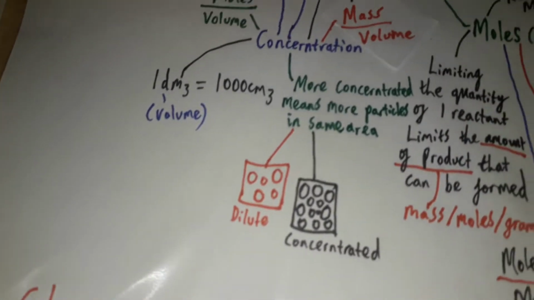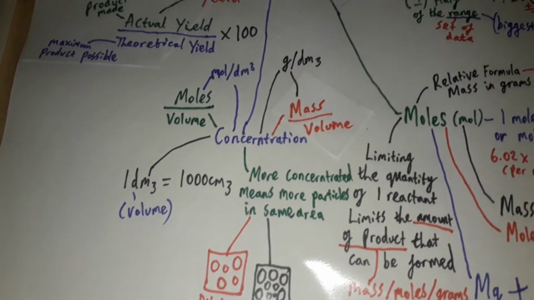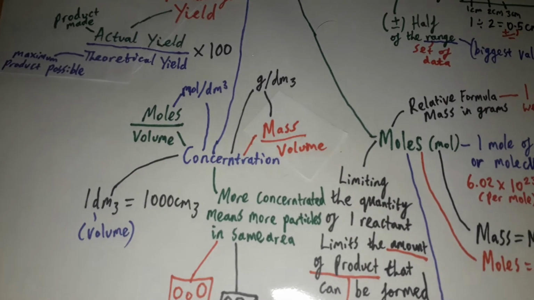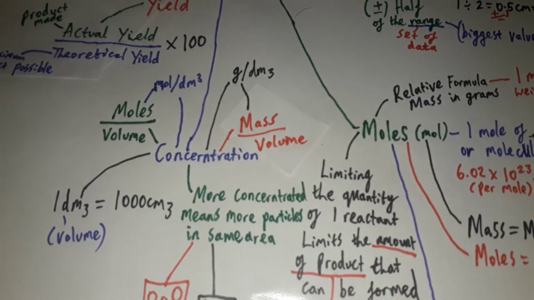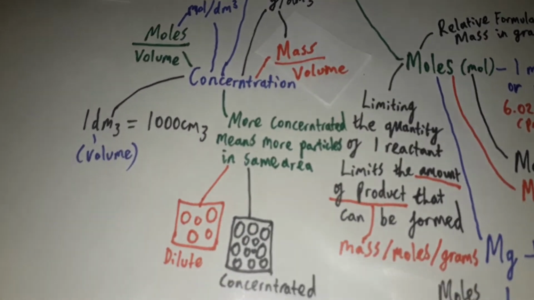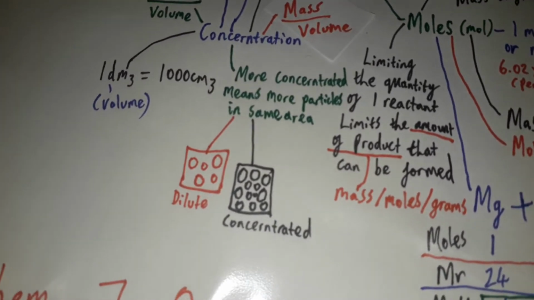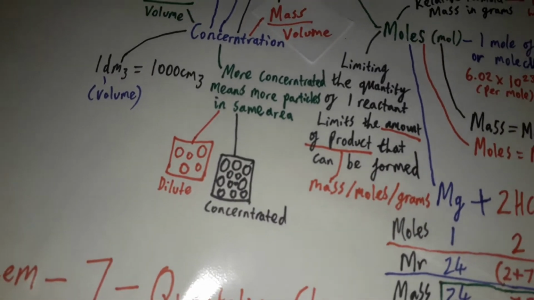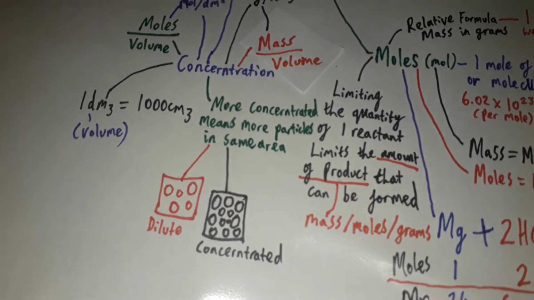So what is concentration? Concentration is basically the amount of something that is in a certain volume. So something's more concentrated if there are more particles in the same area. So if we look at these diagrams, that thing there is dilute and that thing there is concentrated. They're the same size, but the concentrated one has got more in the same space. That's what it's all about.